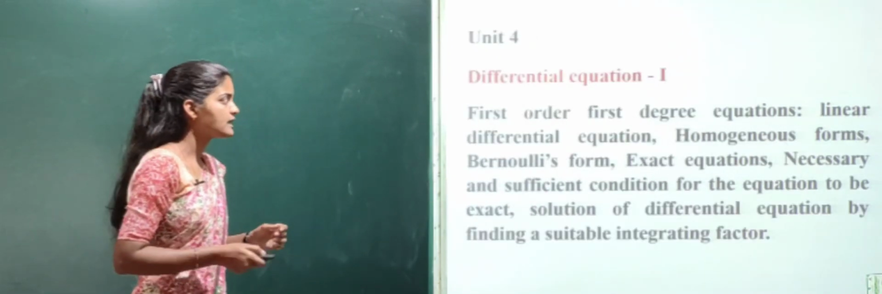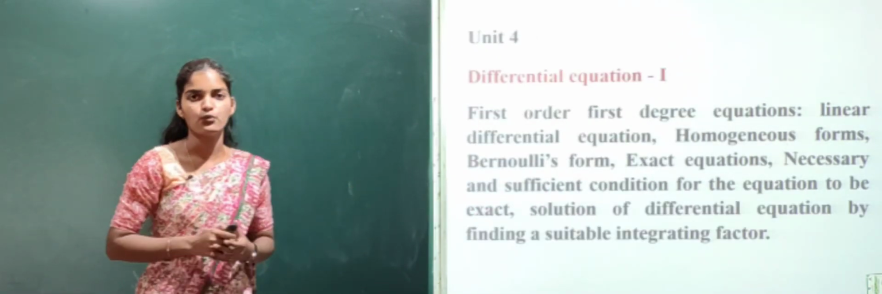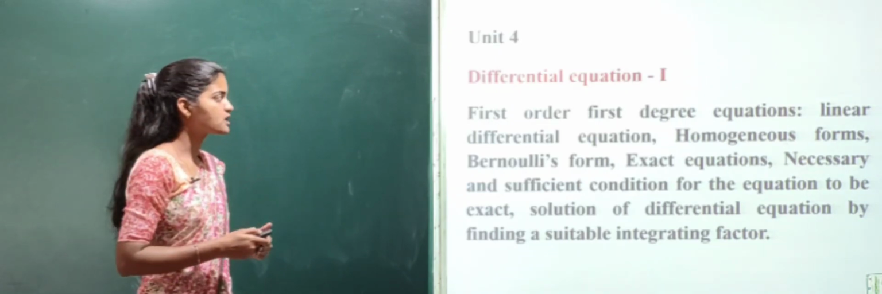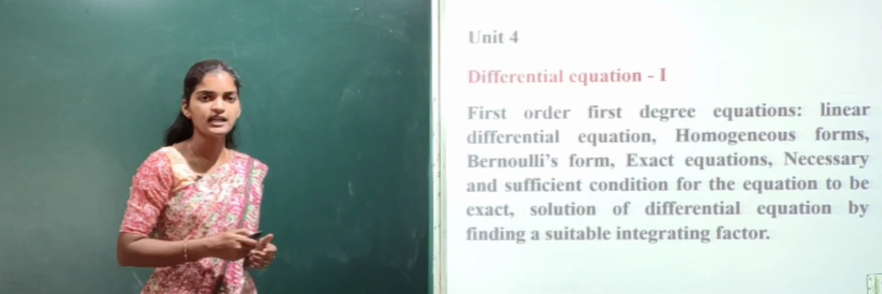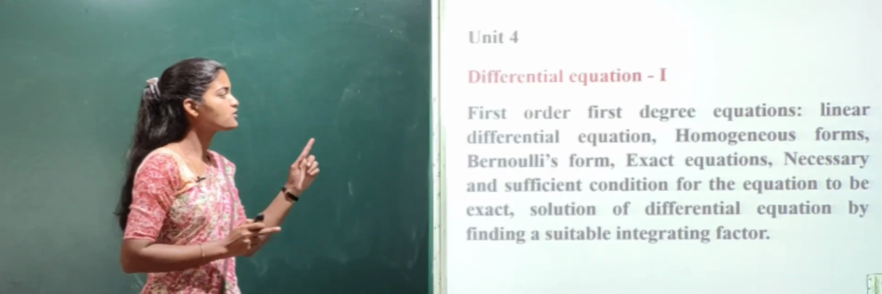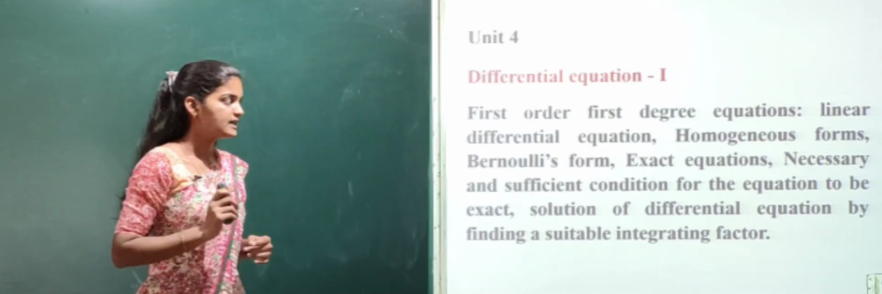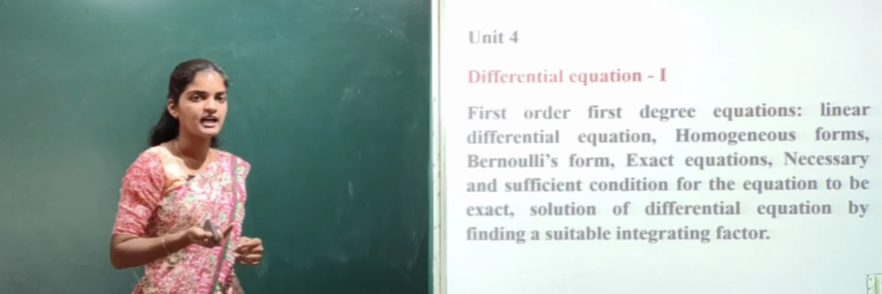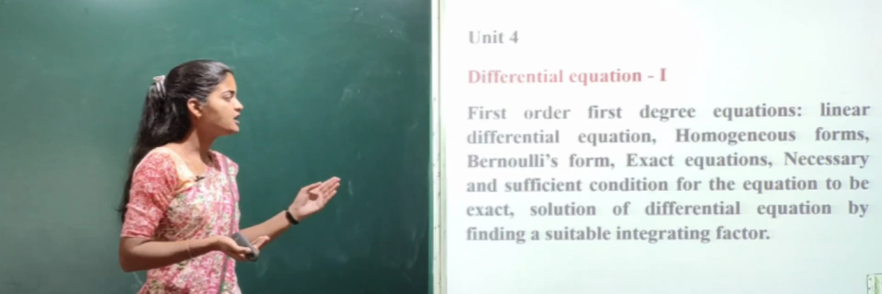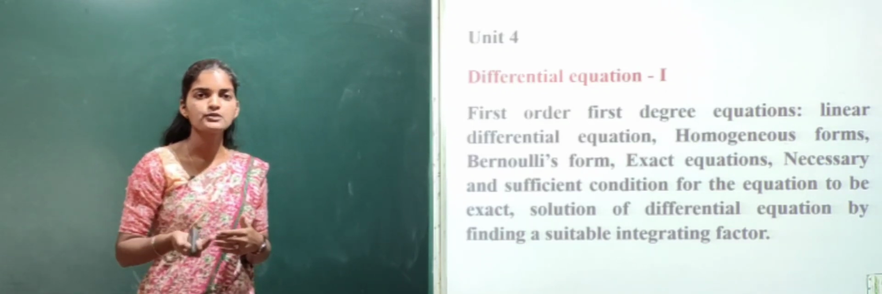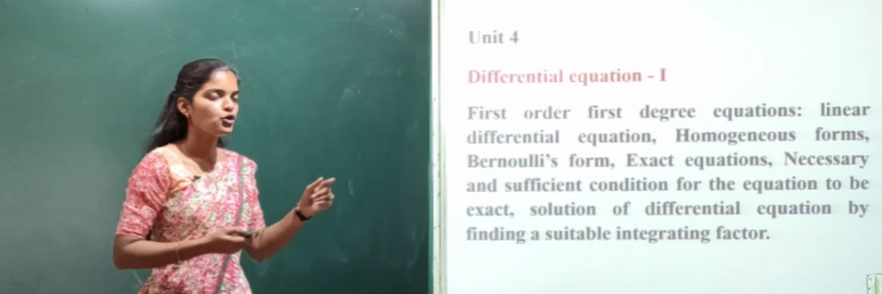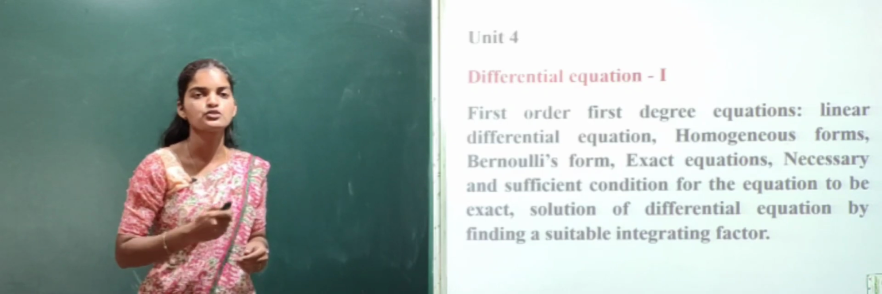Next, unit 4 is differential equations 1. You already know differential equations. In that we are going to study first order, first degree equations. That means unit 4 contains only differential equations of first order and first degree. In that we will study types such as linear differential equations, homogeneous forms and Bernoulli's forms, and also non-homogeneous forms reducible to homogeneous, and then we are going to solve them.